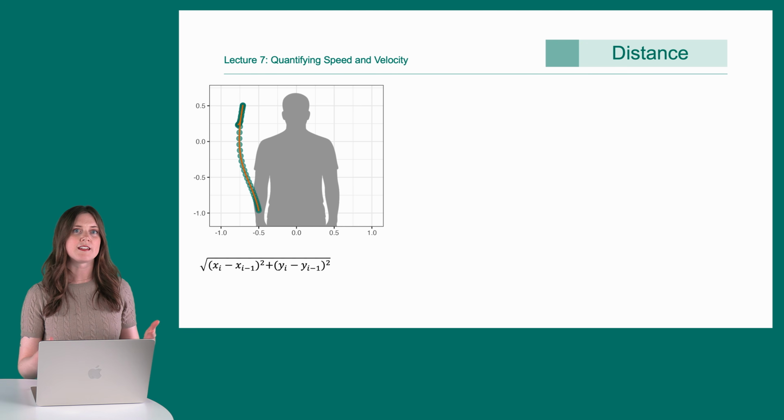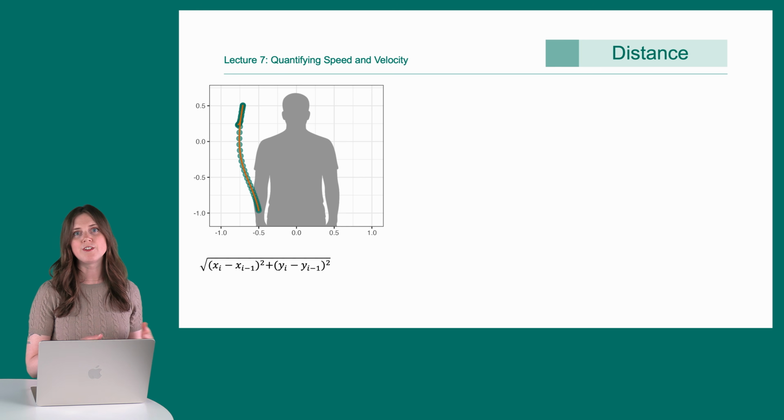To calculate the distance that the right wrist traveled during this gesture stroke, we need to calculate the length of the orange line connecting the dots. To do this, we will calculate the Euclidean distance between each pair of consecutive points that you see using the formula here.